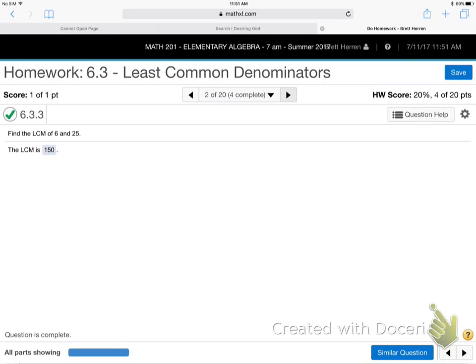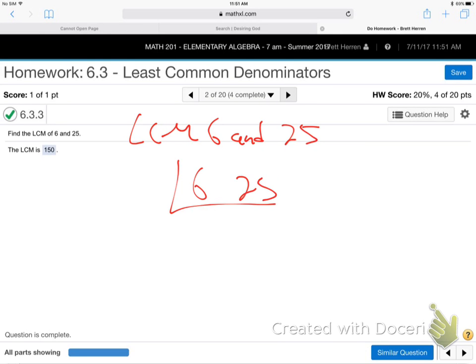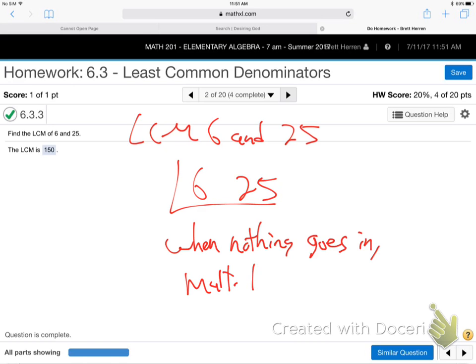So on this one, they want the LCM of 6 and 25. 6 and 25, if you stick them in a box, nothing goes in, other than 1, right? I mean, nothing goes into 6 and 25, nothing at all. So in that case, what do we do? When nothing goes in, you just multiply the numbers.